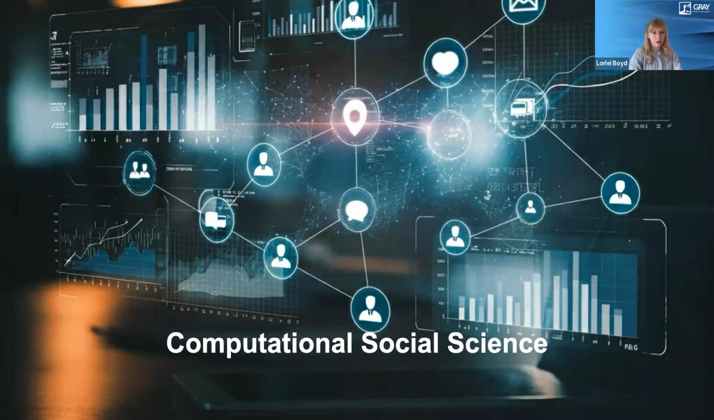I received my bachelor's degree in science and technology studies from Cornell University, so I'm really excited to jump into computational social science, which is a more targeted program emerging with the rise of social media.